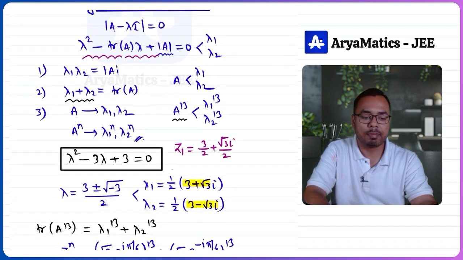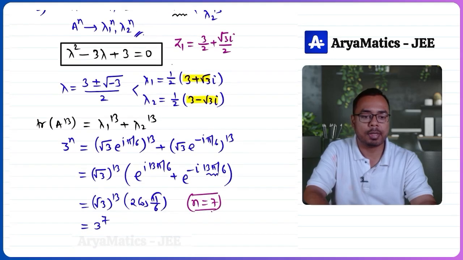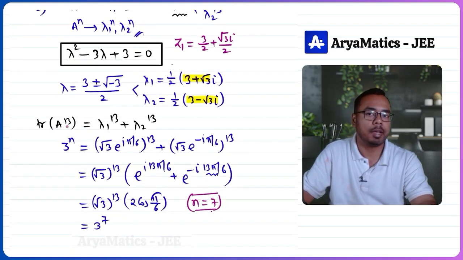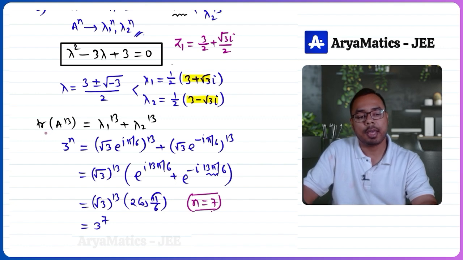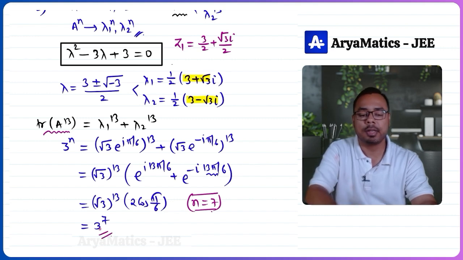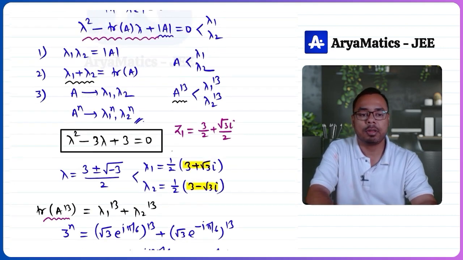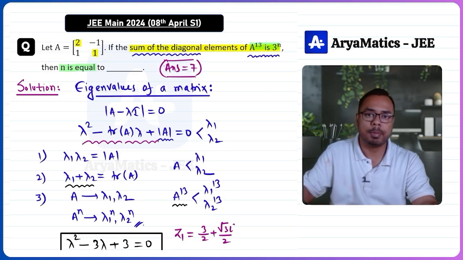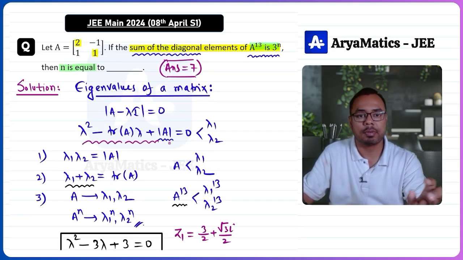So first we calculated eigenvalues of matrix A. Then from there we got eigenvalues of A raised to 13 and then the trace of this A raised to 13, which is nothing but the sum of the eigenvalues. Ultimately this trace was 3 raised to 7. So therefore the value of n will be 7, and that is the correct answer for this problem.